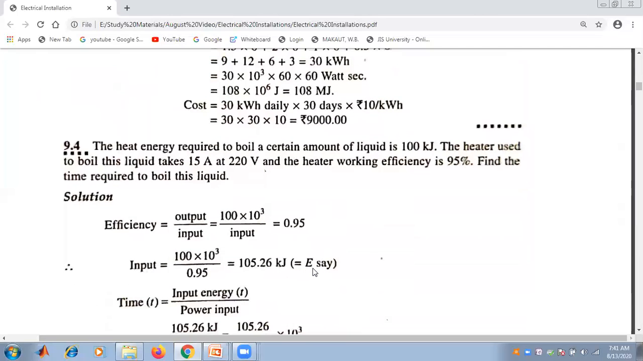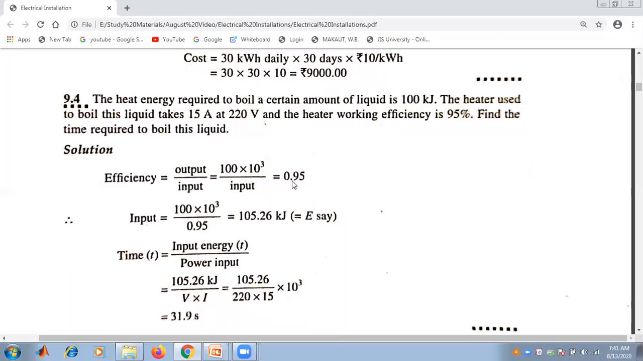So another problem is given: the heat energy required to boil a certain amount of liquid is 100 kilojoule. The heater used to boil the liquid takes 15 ampere at 220 volt, and the heater working efficiency is 95%. Find the time required to boil the liquid.